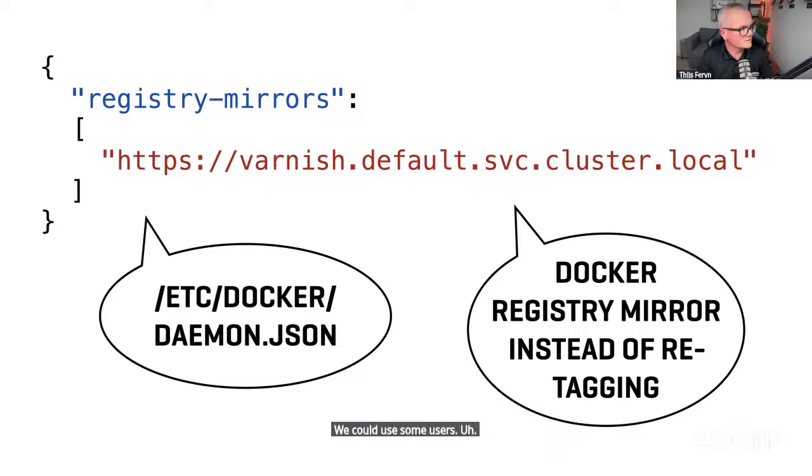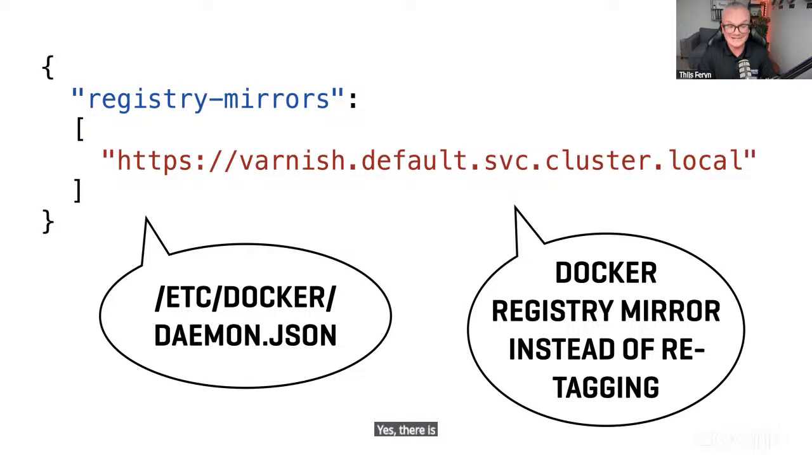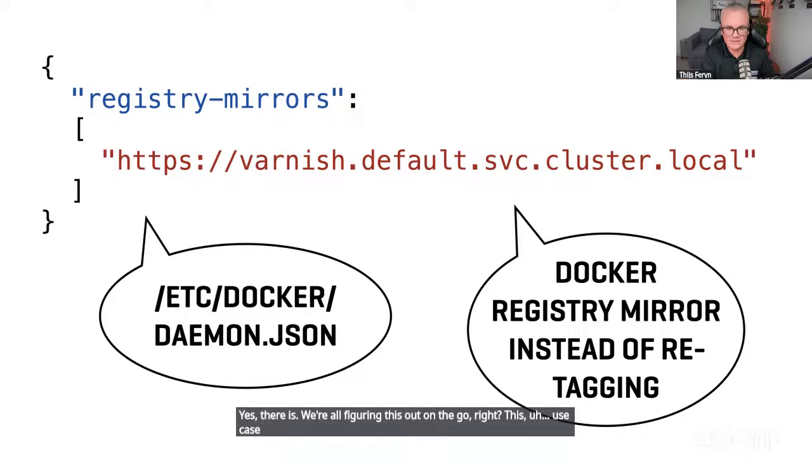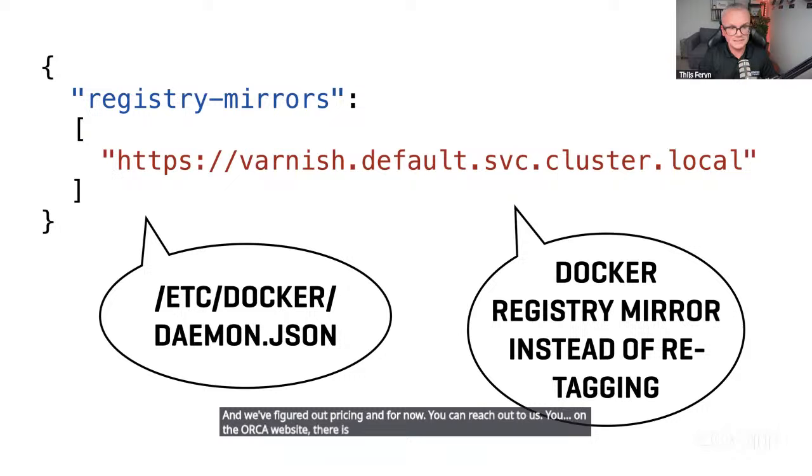Then an anonymous user, you said it's free for public registry. How does it work for private ones? Is there a payment model? Yes, there is. We're all figuring this out on the go, right? I've mentioned the timeline. Since 2024, we've been working on this, but we've only called it Orca for, let's say, 3 weeks. So it's very young, and we've figured out pricing. And for now, you can reach out to us. On the Orca website, there is a way of getting a free trial license for the full shebang with all the bells and whistles on it. And that's also the way you can get in touch with us.